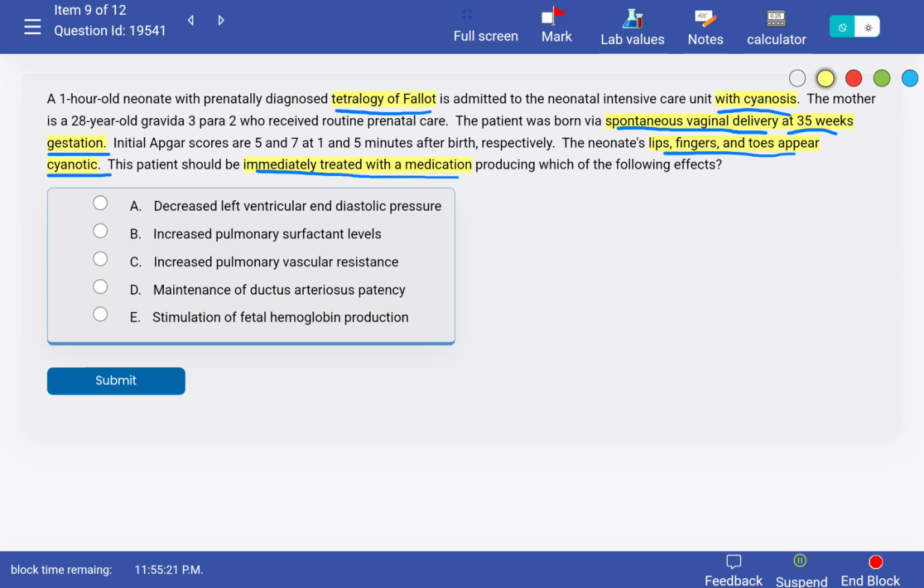So pause it and give the answer. The correct answer for this question is PDA, right? Which will improve the cyanosis. Let us see the explanation further.